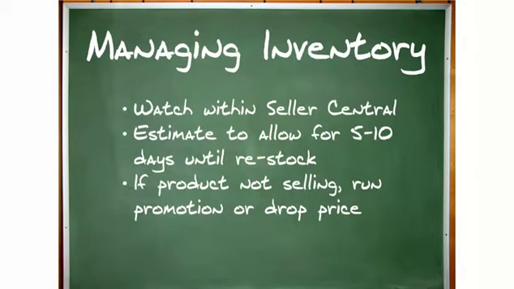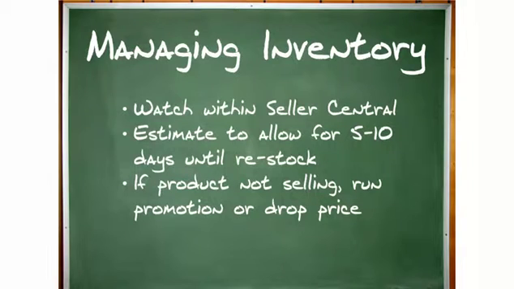So a little bit on managing your inventory. You're going to want to watch it within Seller Central. Amazon actually has a little notification area that says this product is out of stock, etc. That's one thing to watch, or you can just watch it periodically, once a day, once every couple days, once a week, depending on how much inventory you're carrying, how fast it's selling, and how much you want to be on top of it.